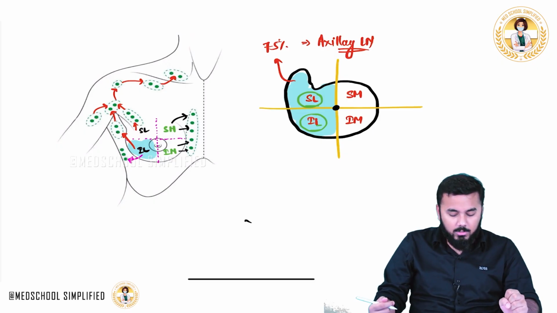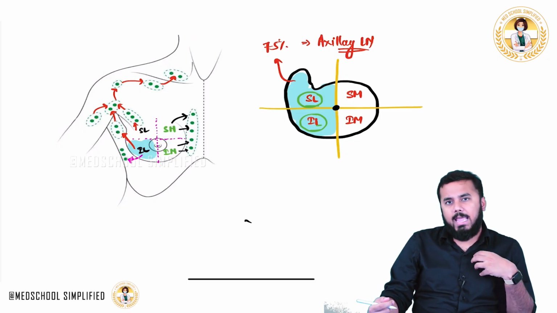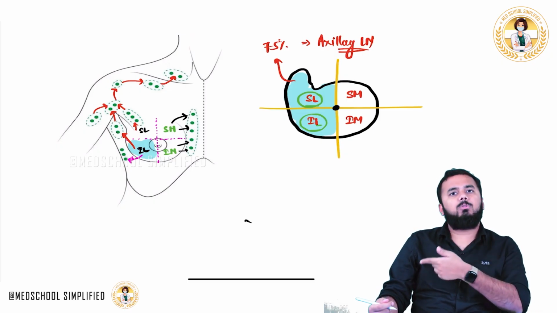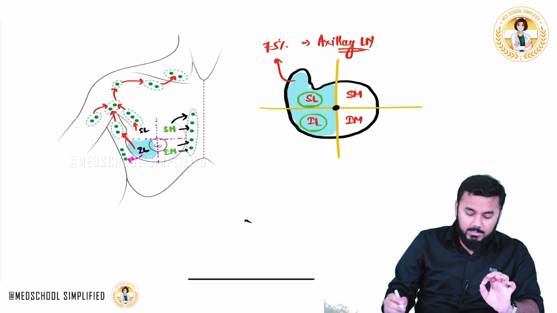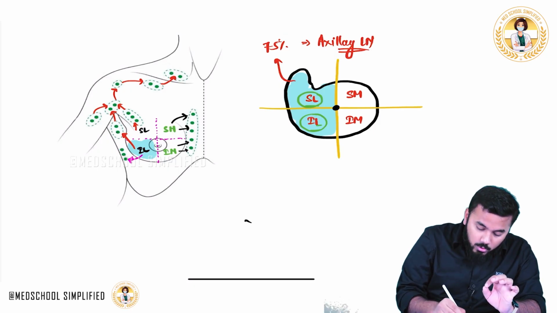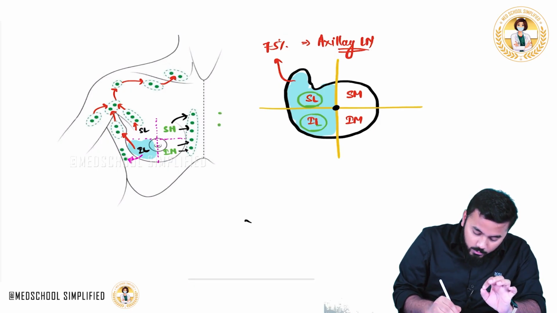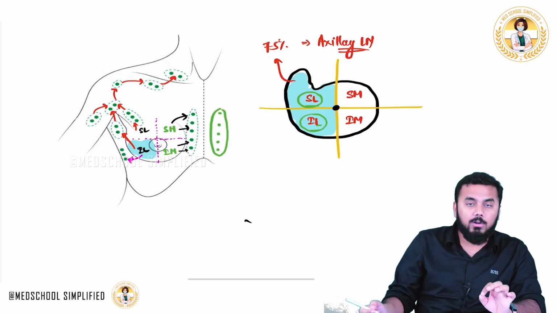They drain into the internal mammary lymph nodes. Now you can ask a doubt, sir, but if there is a cancer on one side of the breast, can it spread to the other side? Yes, it can very easily spread. You know how? There are also internal mammary lymph nodes on the other side also.